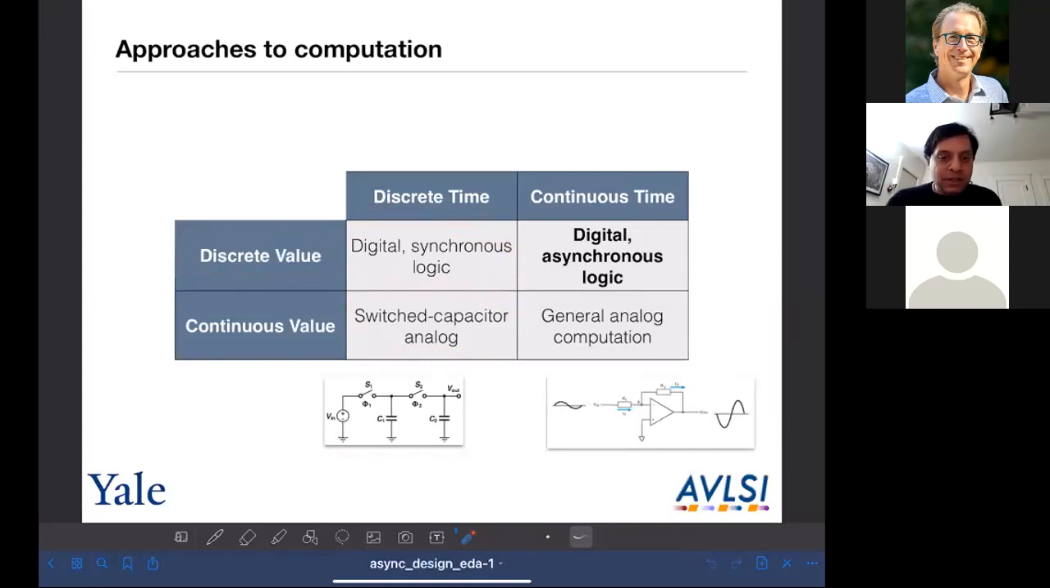You've got continuous time, continuous value, which is like an amplifier, right? So standard analog computation, that's a pretty common thing people do. And then in this quadrant, which I would argue is not that highly explored, especially of late, is discrete value, but continuous time. And that's what I refer to as digital asynchronous logic.